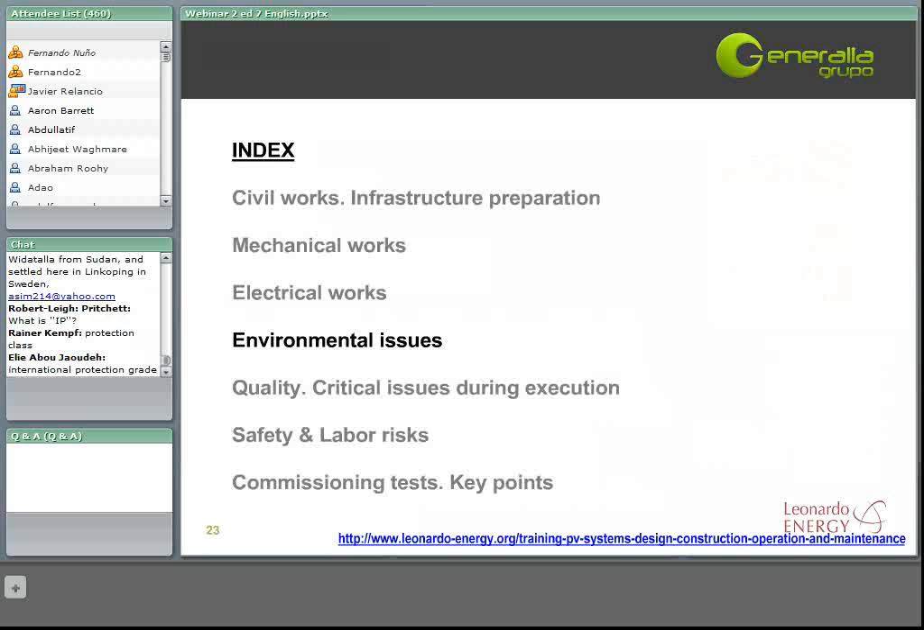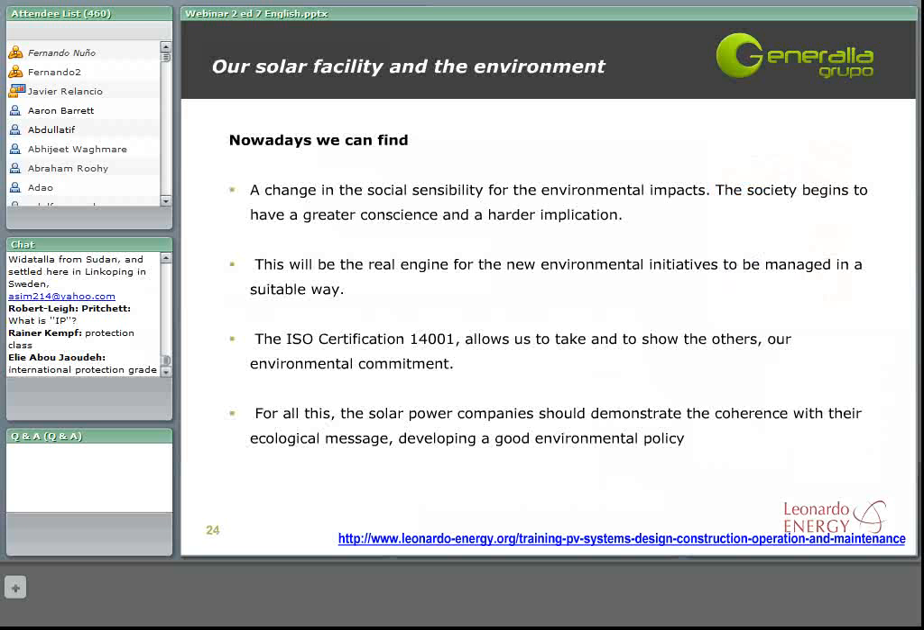During the next chapter, we will study the environmental issues during the project execution. Nowadays, we have a world context where society is quite committed to the environmental impact. The ISO certification 4001 is a tool that allows us to take and to show to others our environmental commitment. Every solar power plant in the world should demonstrate coherence with its ecological message by developing a good policy.